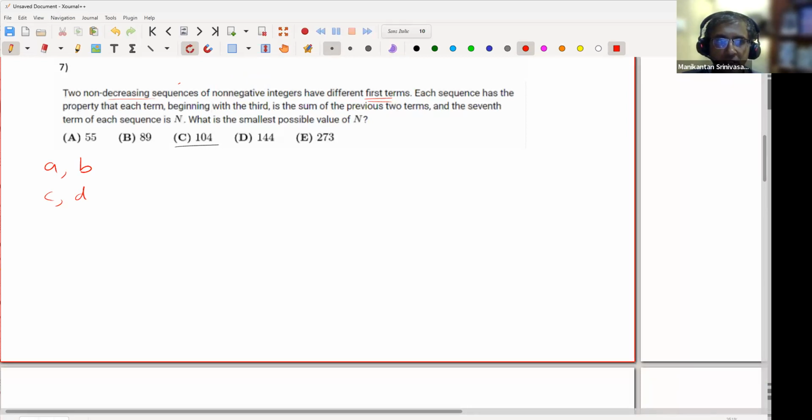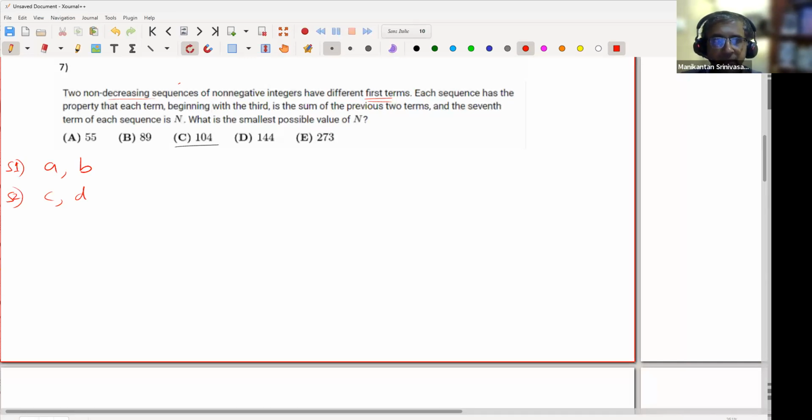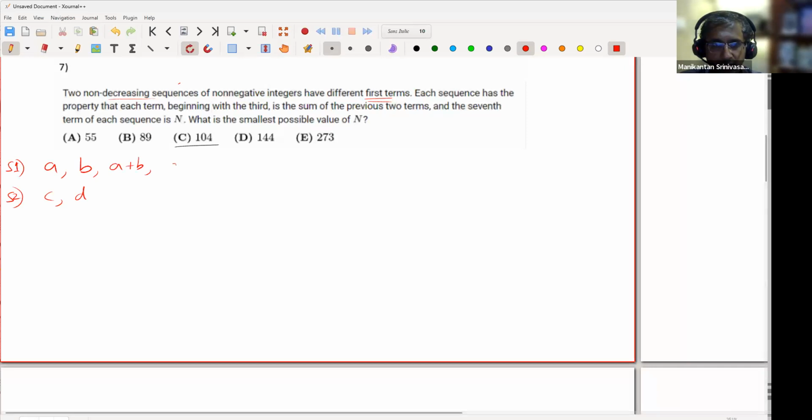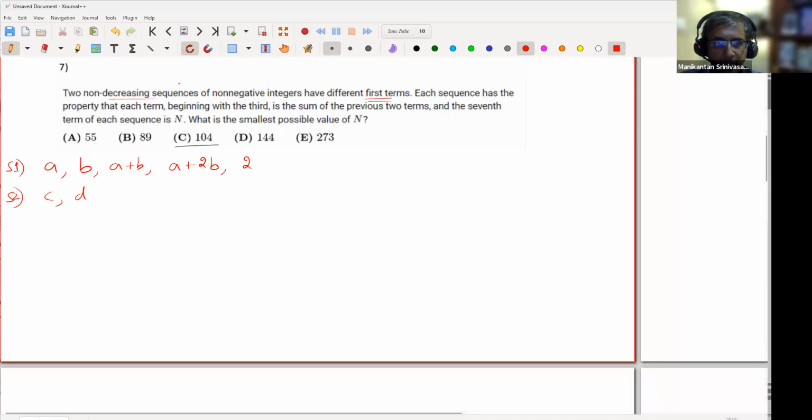Sorry, first 2 terms. I mean, this is sequence 1 and this is sequence 2, S1 and S2. Each sequence has the property that each term beginning with the third is the sum of the previous 2 terms. So the third term would be A plus B. Fourth term would be what? A plus 2B. Right? Sum of this and this. And then the next term would be 2A plus 3B, like a Fibonacci. And the next one would be 3A plus 5B.